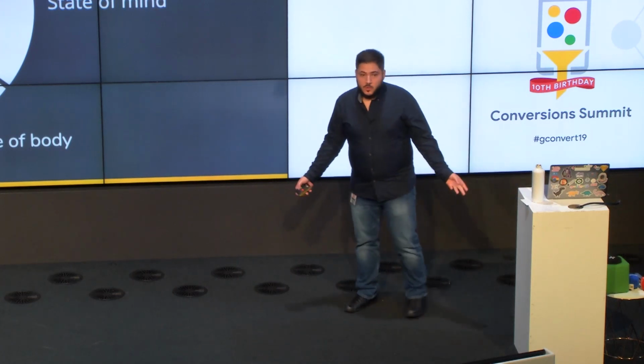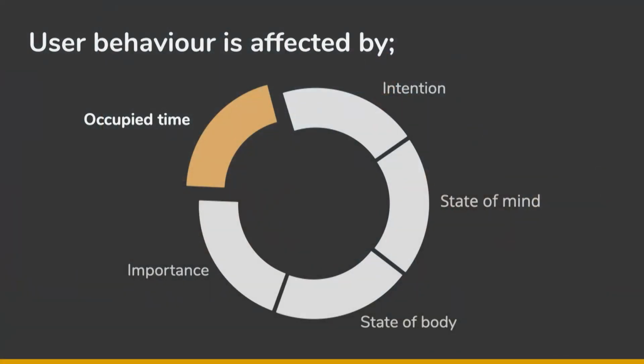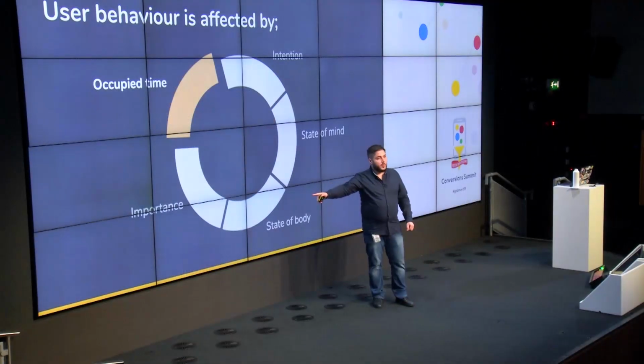You may be able to think of more, that's fine, but based on my experience, these are the things which affect user behavior. So we've got occupied time, which I've spoken about. We have intention, state of mind, state of body. So I'm going to go through examples of that. The catalyst is always important.